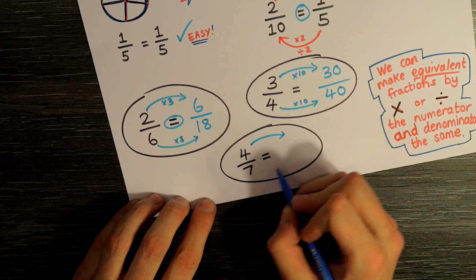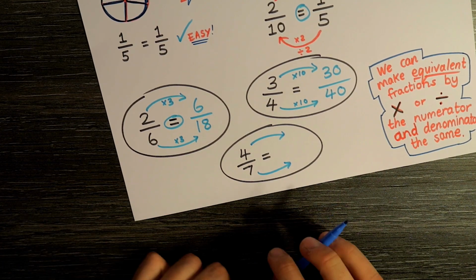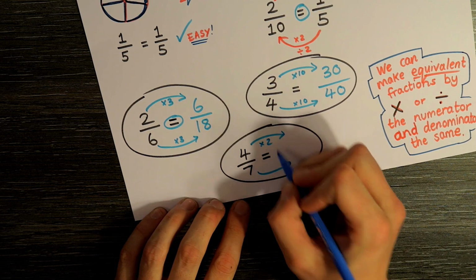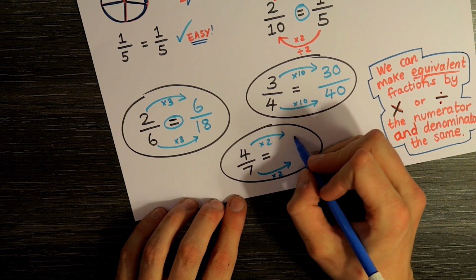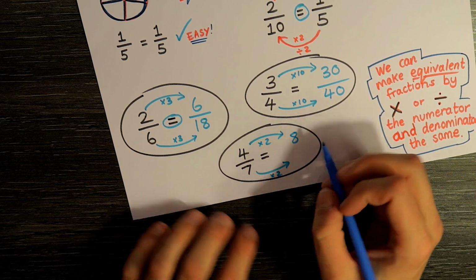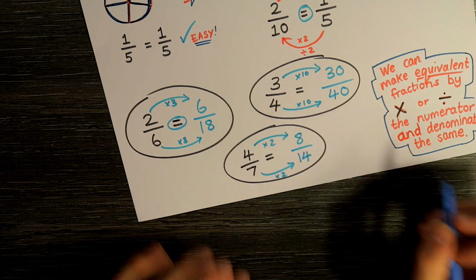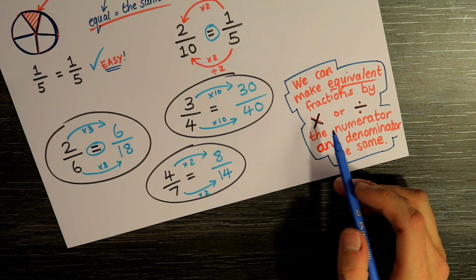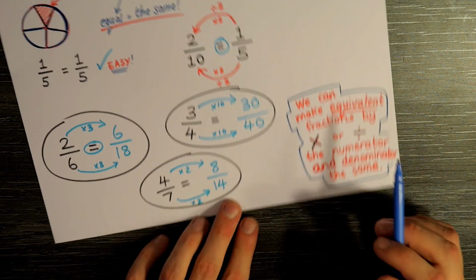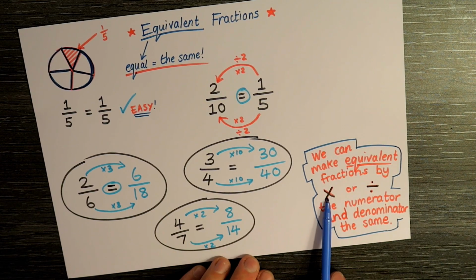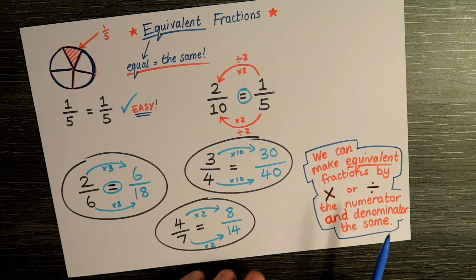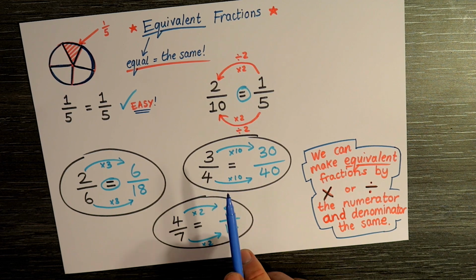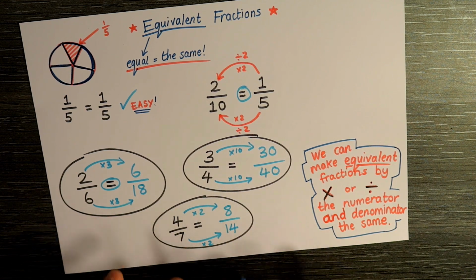4 and 7, 4/7. What can we do? Well, I don't know. Let's times it by 2. There we go. 4 times 2 is 8. And 7 times 2 is 14, 8/14. And we get an equivalent fraction. So it's important to remember, I've written a little note here, we can only do this by multiplying or dividing. Okay? There's a big misconception by adding. You can't add numbers and get an equivalent fraction because it doesn't work that way.